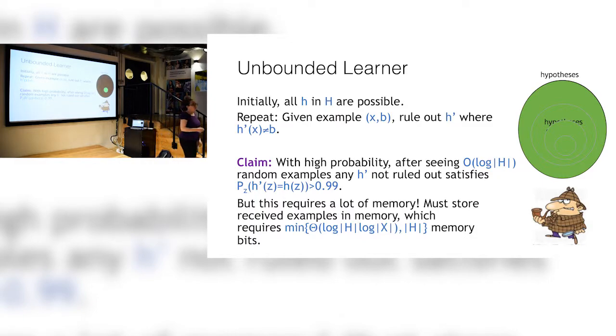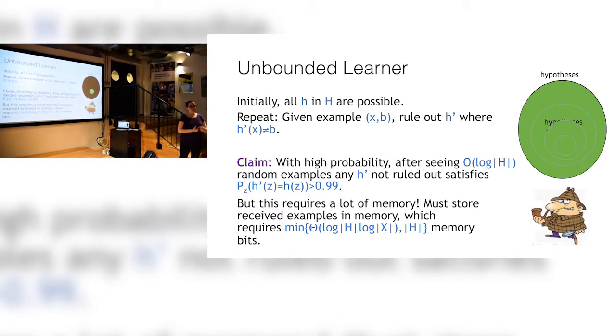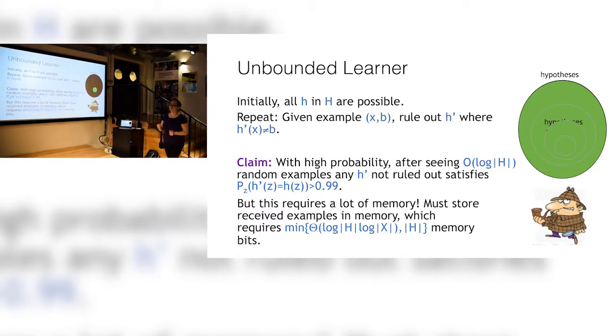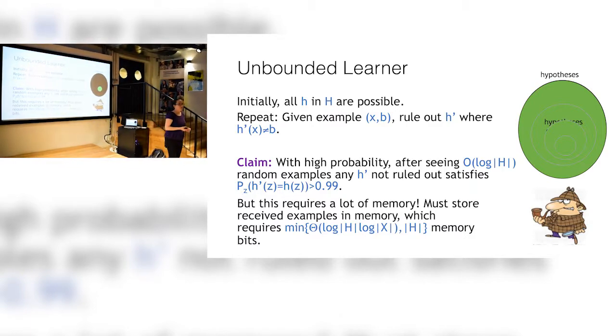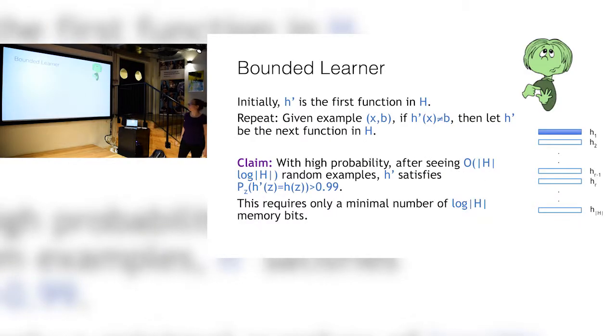In order to have this algorithm, we have a few ways to implement it. One way is to have H bits, and just denote for each hypothesis whether it's in our green set. Another way is to remember all the examples that we've seen so far. So this algorithm uses a small number of examples, but a lot of memory bits. Okay, this is one algorithm.